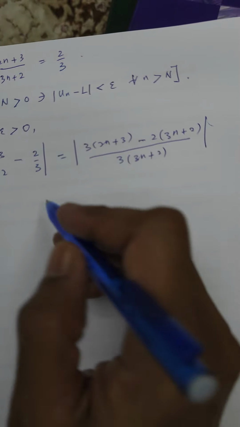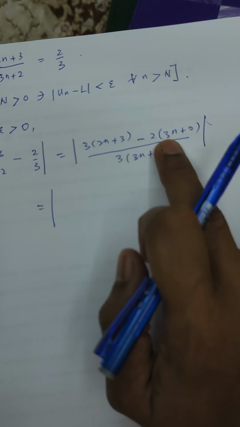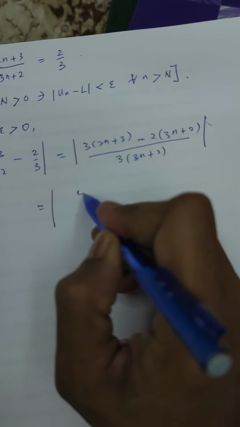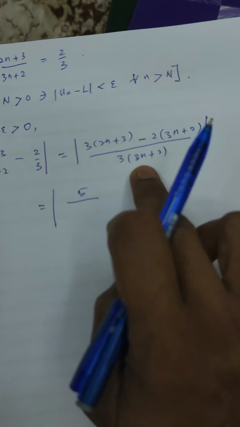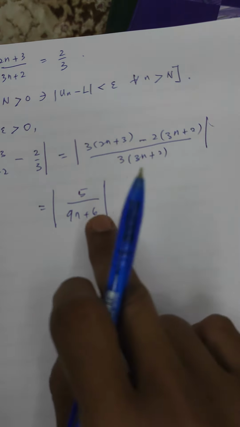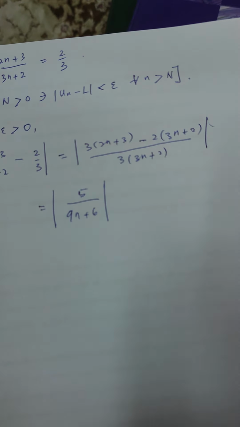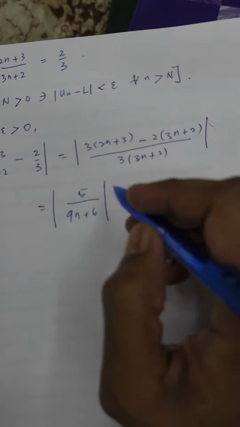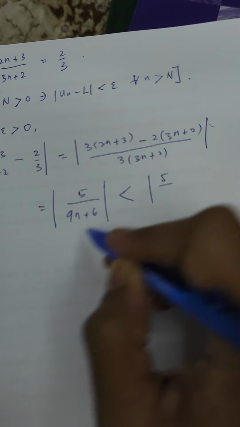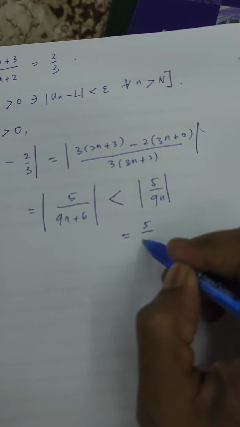And this gives us, simplify those, we have 6n minus 6n, that cancels out. Then we have 9 minus 4, that gives 5, right? So we have 5 over 9n plus 6. Alright, if we decrease the denominator, then the right hand side should be bigger. So this is less than 5 over 9n.